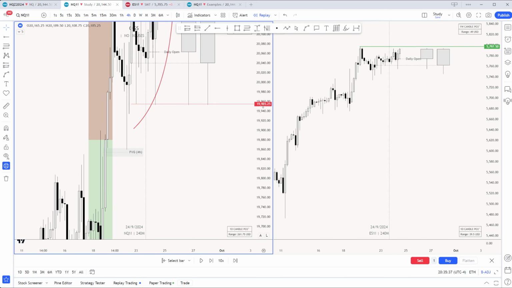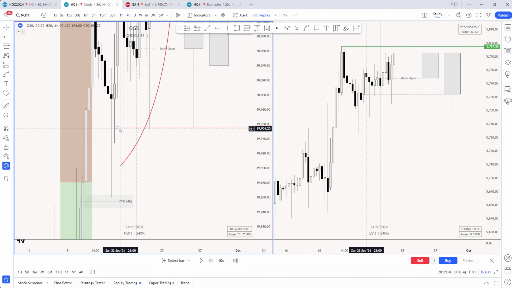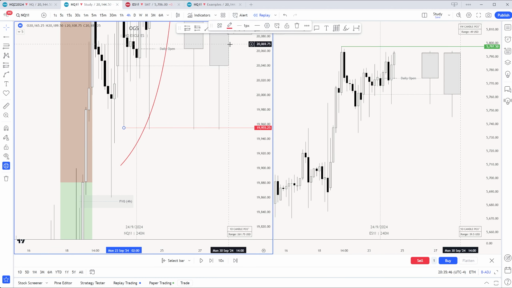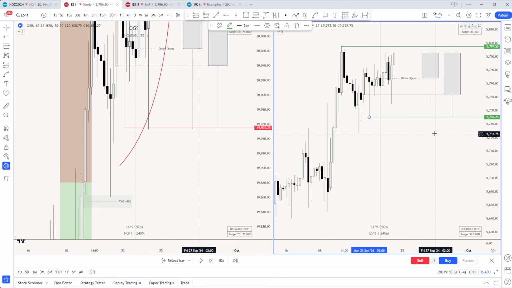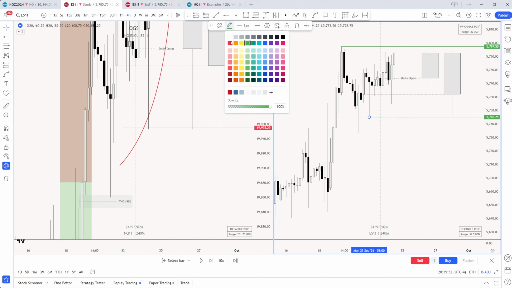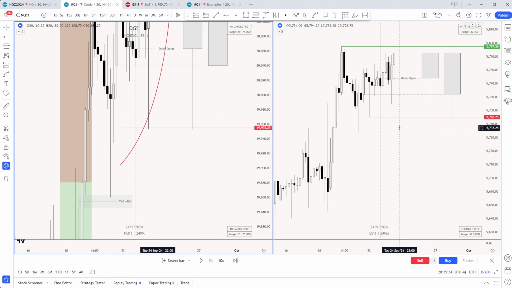What did we see? Well, we'll have to zoom in for this one, but we can see that we took out previous day low on NASDAQ. But if we look at the same exact level on ES, we did not. Right here, let me just mark it of the same style. We did not. So what is that? Well, that's very clear, bare bones SMT, and with a lot of divergence.